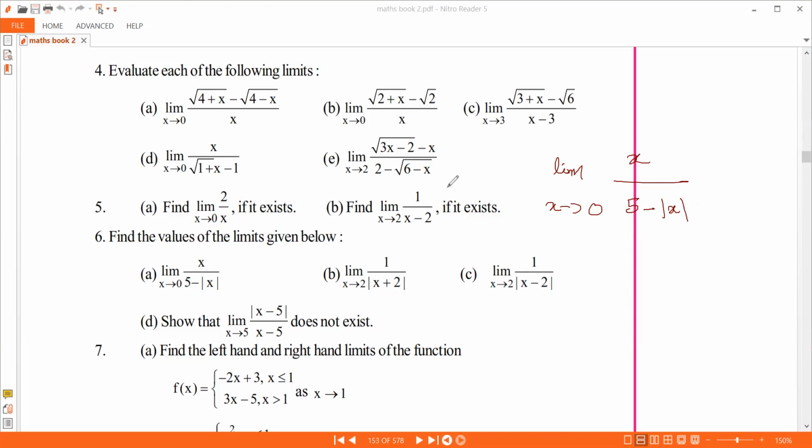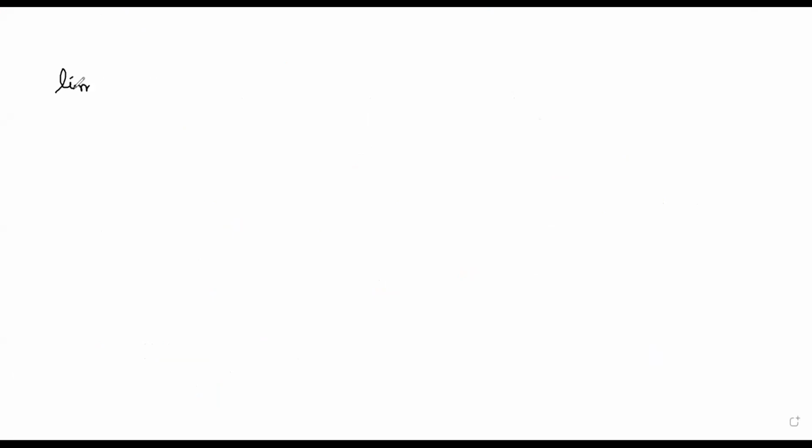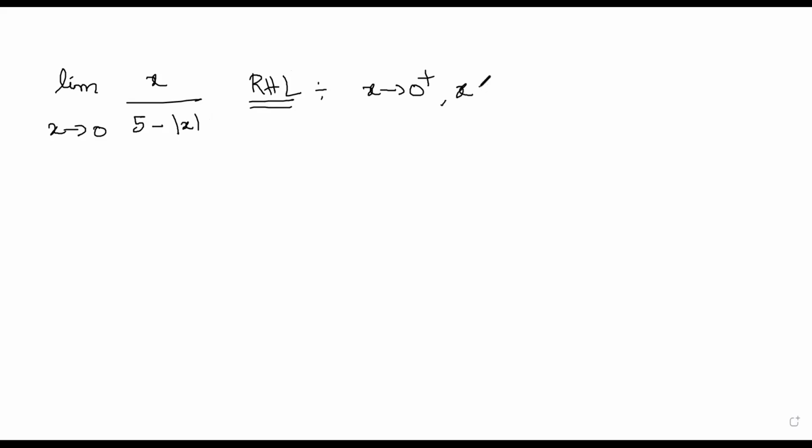So the first one, how to go about this: we have limit x tends to 0 of x by 5 minus mod x. For the right hand limit, you write RHL. That means x tends to 0 plus. X tends to 0 plus means x is greater than 0, so mod x is equal to x. You can substitute this while doing RHL.